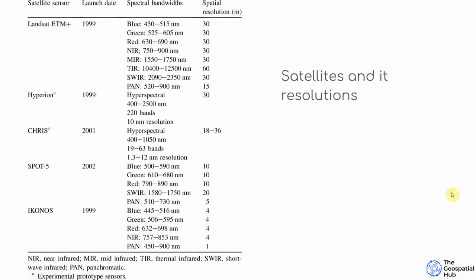As well, I felt it would be nice to talk about some satellites and their resolution. We have different types of satellites. We have the Landsat, we have Spot. I'm familiar with Landsat, Spot, Ikonos, Sentinel, and some other types of satellites. Basically, these are the launch dates of all the satellites, and also the spectral resolution.